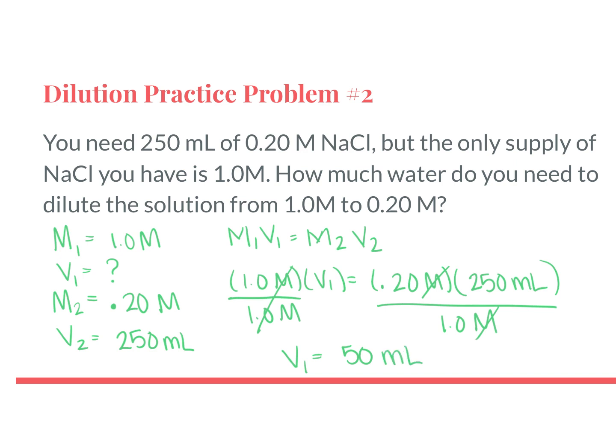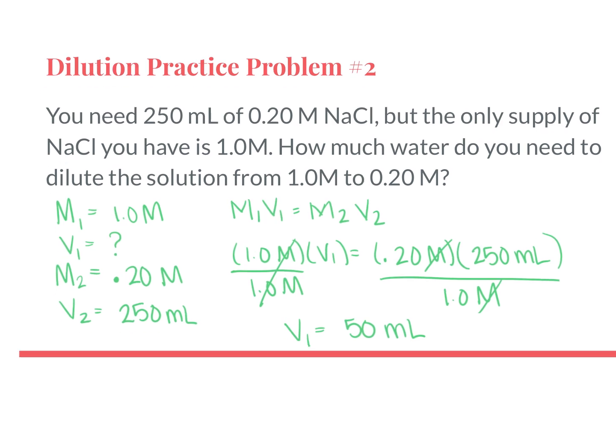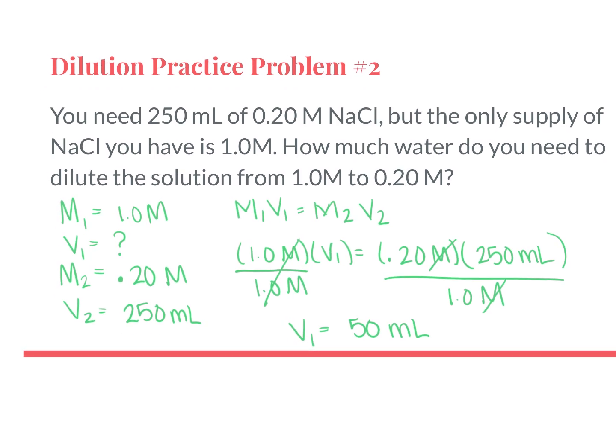Okay. So then this one asks how much water are you adding to dilute it? Is 50 your final answer? Okay. Why isn't 50 your final answer? Okay, it doesn't add up. So the way you'd make that solution, it's 50 milliliters of the 1.0 molar NaCl. And then how much water are you adding to that? 200. Where does the 200 come from?